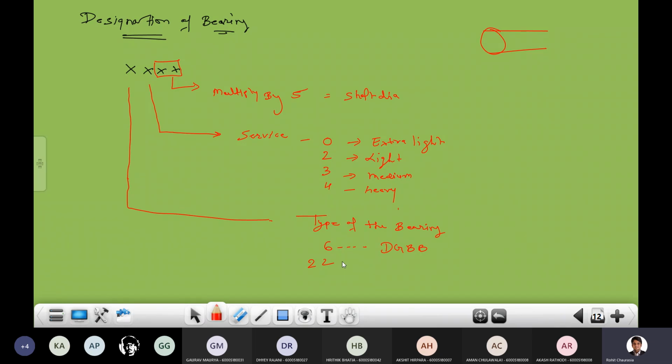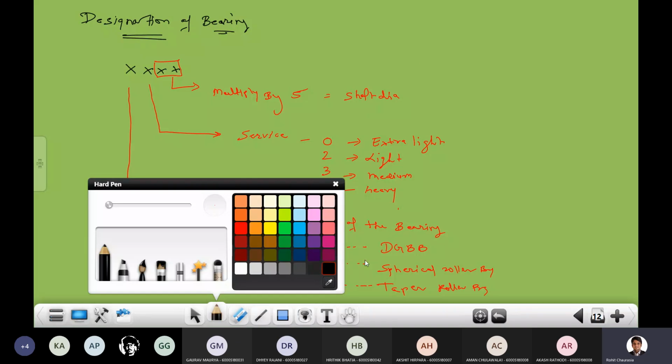If that number is 22, in that case you can say this is a spherical roller bearing. Suppose that number is 32, then that is the taper roller bearing. So we will go through an example, just to see how we can identify the bearing.